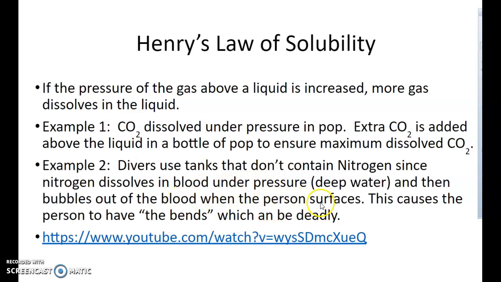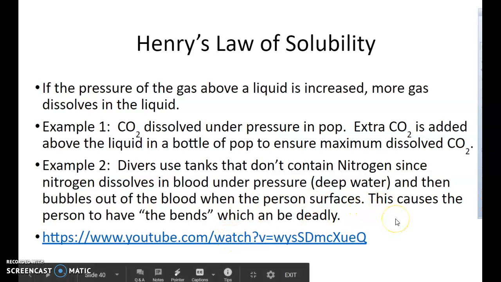Then if the person surfaces too quickly, it bubbles out of the blood too fast. This is called the bends, and it can be deadly. There's a YouTube video that you can watch there.